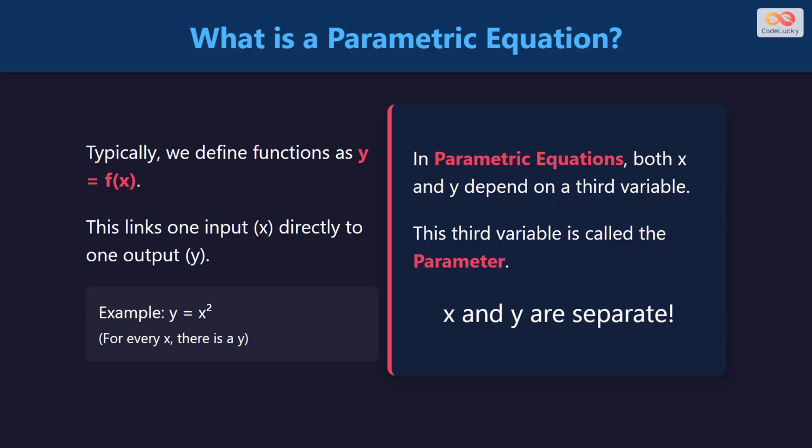Typically, when we graph equations, we use the form y equals f of x. This creates a direct link where for every single input x, there is exactly one output y. However, parametric equations work differently. Instead of linking x and y directly, we define both of them separately.